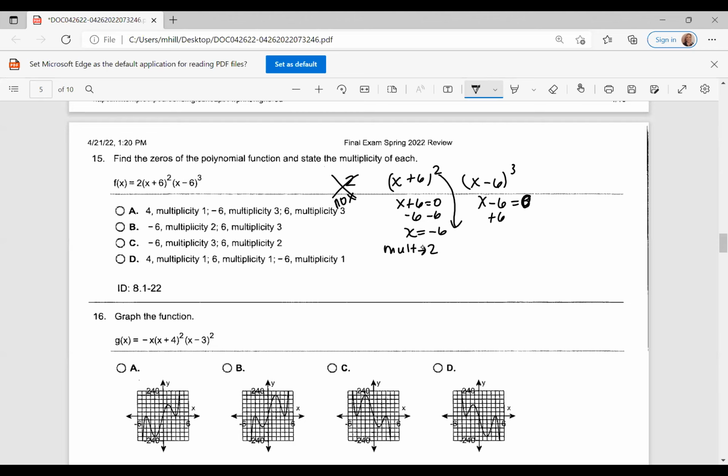I'm going to add 6. And once again, we're getting the opposite of what we had. So if we have a -6, we're going to get a +6 here. And then this 3 tells us our multiplicity. So we have a multiplicity of 3 here on 6. So number 15 is going to be B. So -6 with a multiplicity of 2, which is what we said, and 6 with a multiplicity of 3.